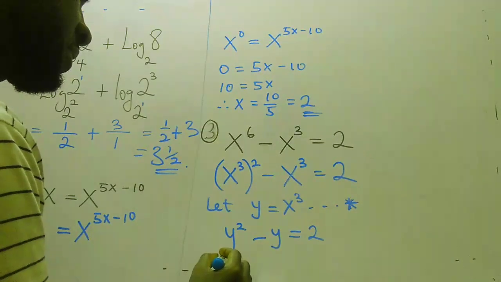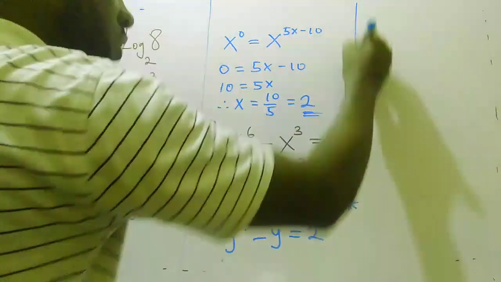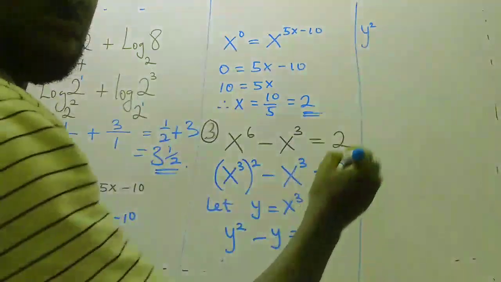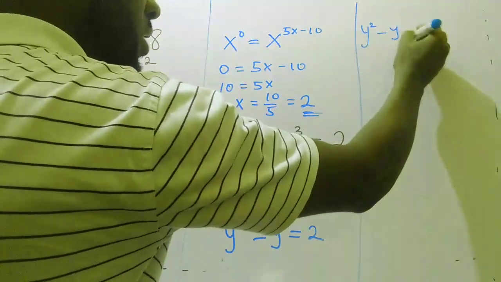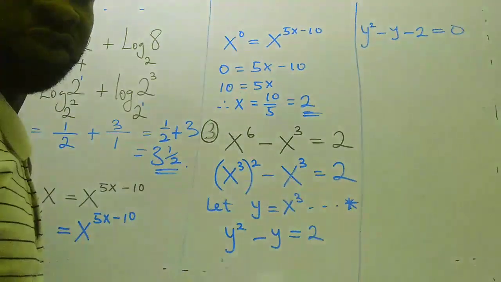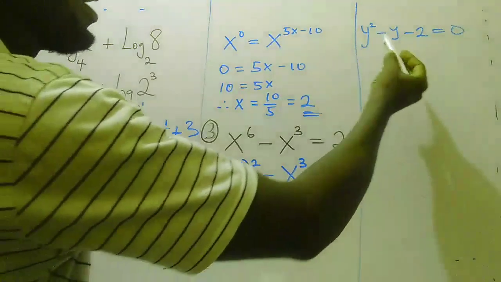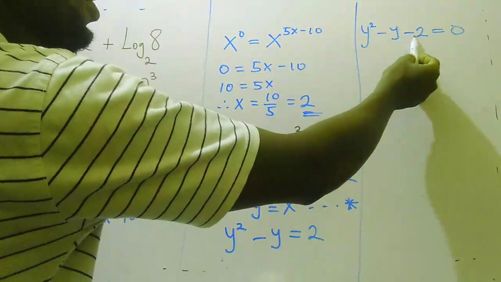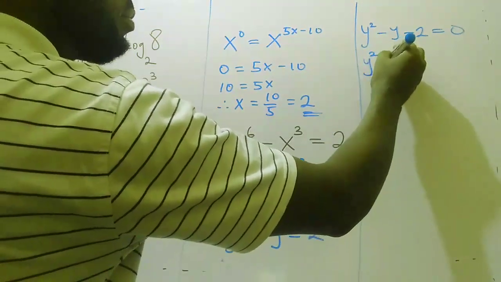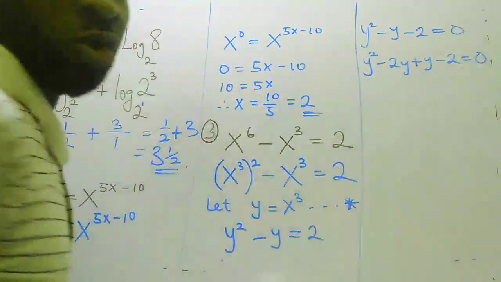So you can see that this has taken me to a quadratic equation. Okay, so I'll be having y squared minus y minus 2 equal to 0. So I can solve this using the factorization method. So the two factors of minus 2 that will give us minus 1, that will be y squared minus 2y plus y minus 2 equal to 0.